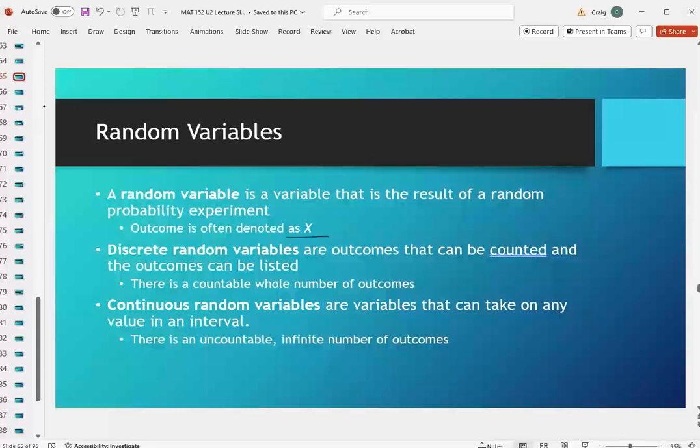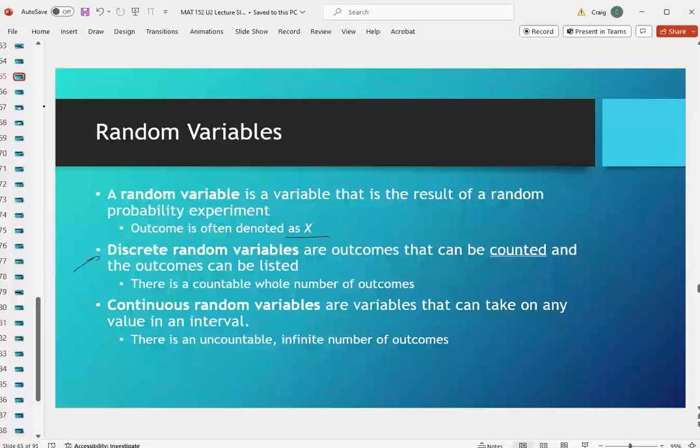So X is the number of things that we're looking for, or it's the event that we're interested in. Discrete random variables are ones where we have outcomes that we can count, and we can list all of them. There's essentially a countable whole number of outcomes, right? So for example, we're going to flip a coin 30 times. We could count all of the outcomes there. It would take a little while. If we could roll a die 30 times, same thing.